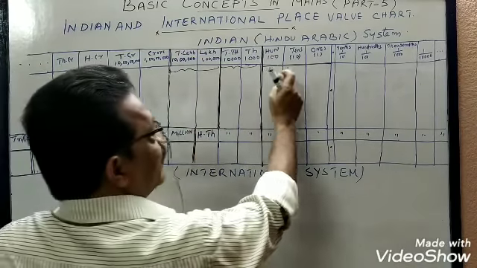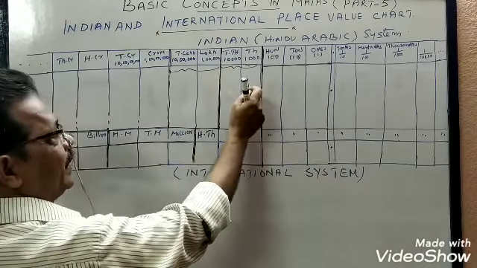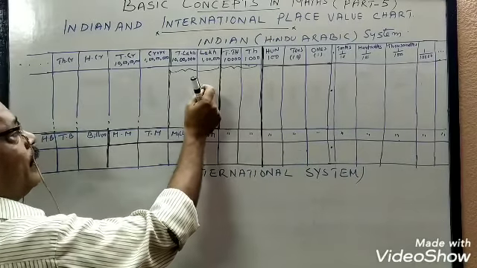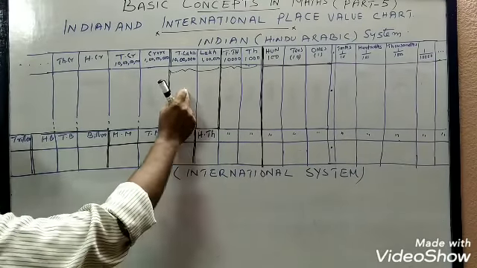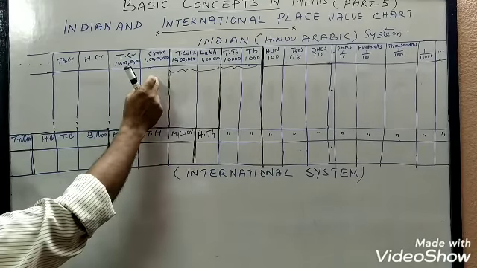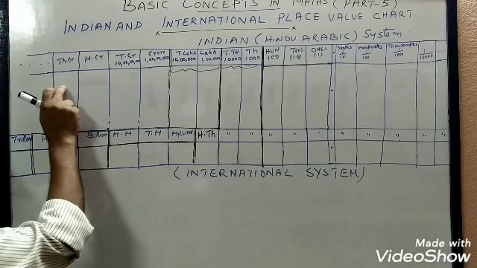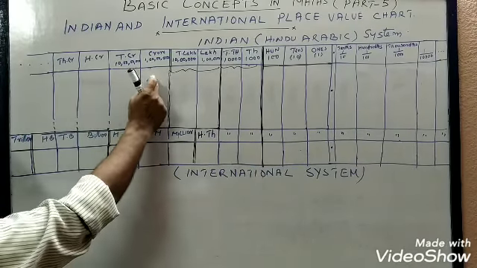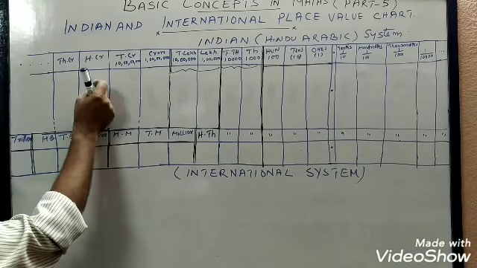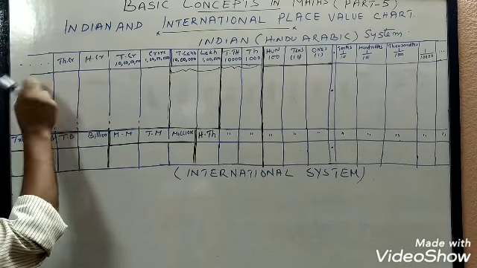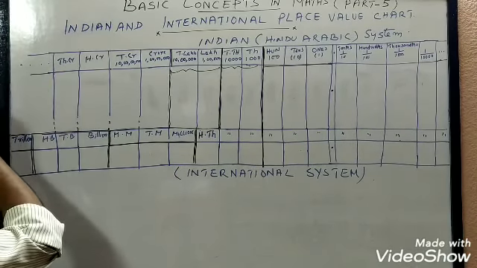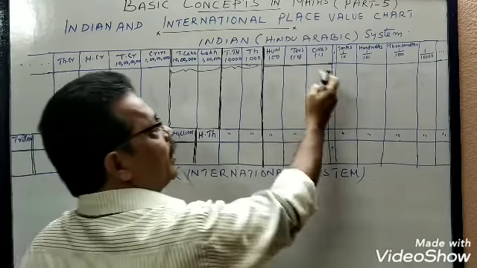So in the first period there are 3 places, in the second period there are 2 places, and in the third period there are 2 places. And the fourth period is called the period of crores. In crores there are no definite places. It goes crore, 10 crore, 100 crore, 1000 crore, 10,000 crore, like that. So this is the Indian place value chart.